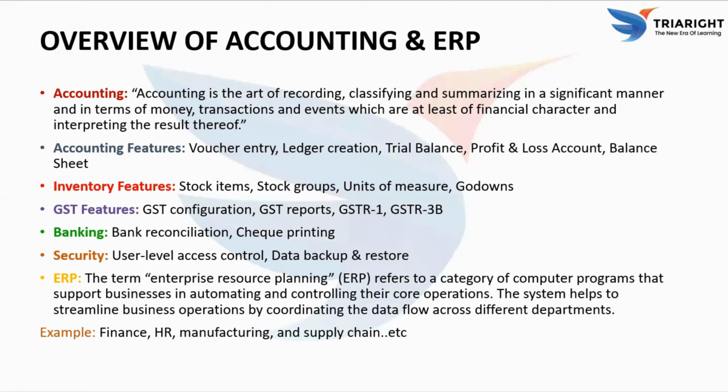Now, what is ERP? ERP, Enterprise Resource Planning, is a type of software that helps businesses automate and manage core operations. It connects different departments so that data flows seamlessly, avoiding duplication and errors. For example, departments are finance, HR, manufacturing, supply chain, etc. Accounting keeps track of money, while ERP is like a central system that manages money, stock, employees and other business operations all together.